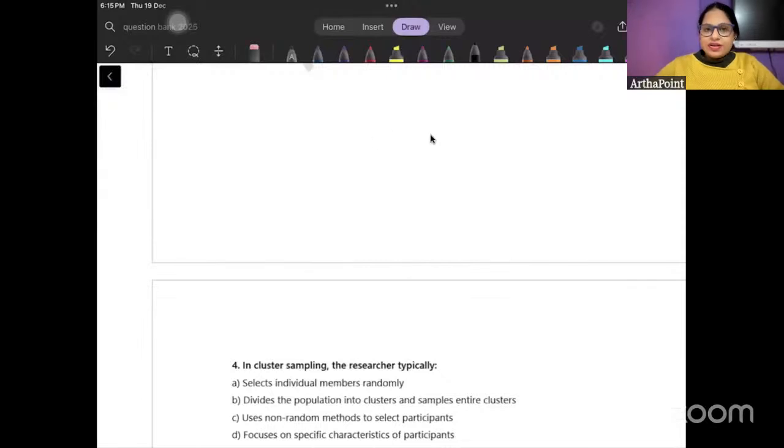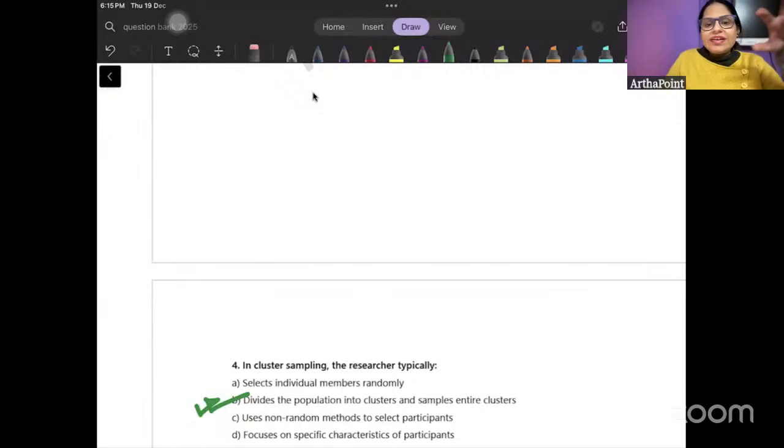All of you are correct. Yes. तो cluster sampling में क्या होता है? We divide the population into cluster and then we sample the entire cluster. Absolutely correct. Yes. तो cluster sampling basically क्या है?